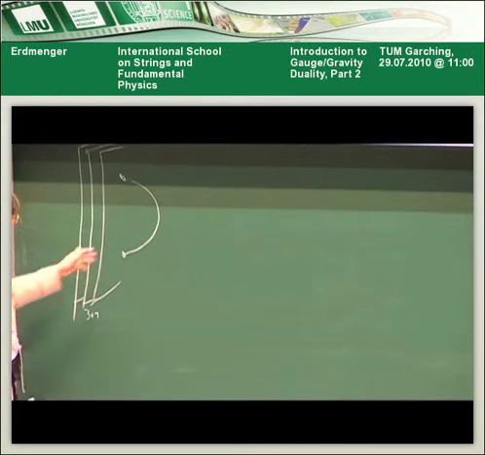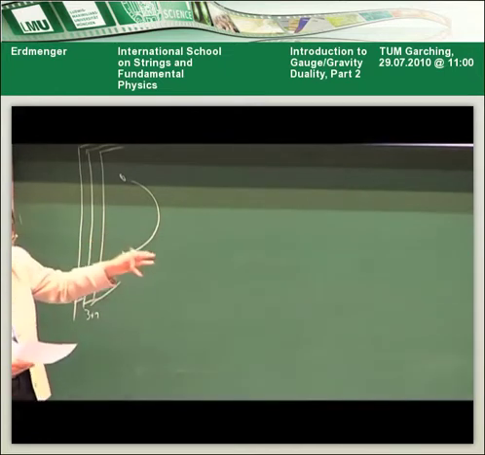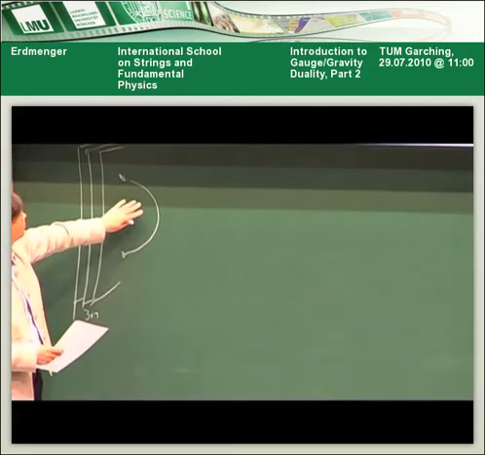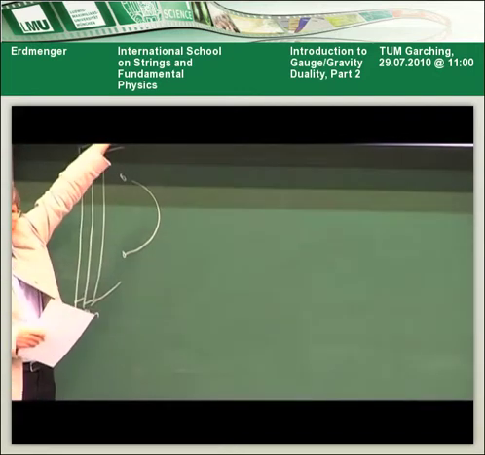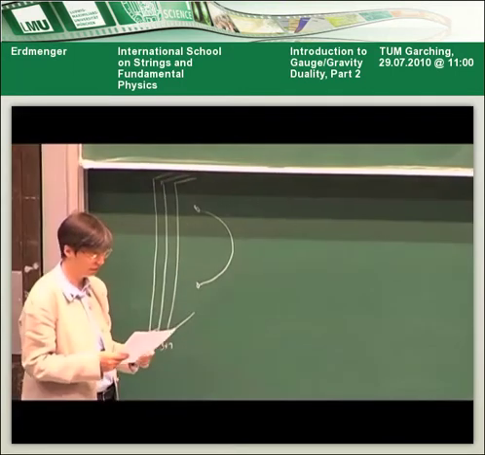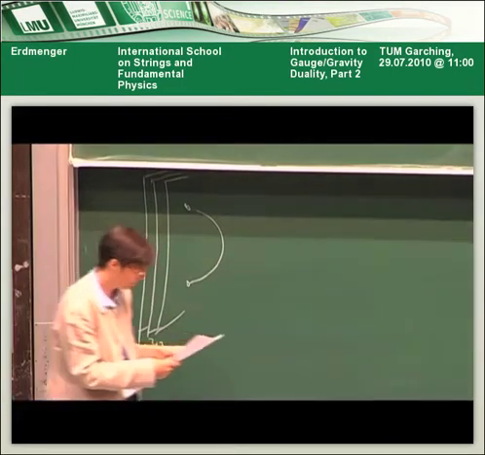Now in a low energy limit where the string coupling goes to zero, and also where the inverse string tension or the string length is very small, then the dynamics of these open strings turns out to be described exactly by this field theory, which I've written down there. And so that's why it's a low energy limit.